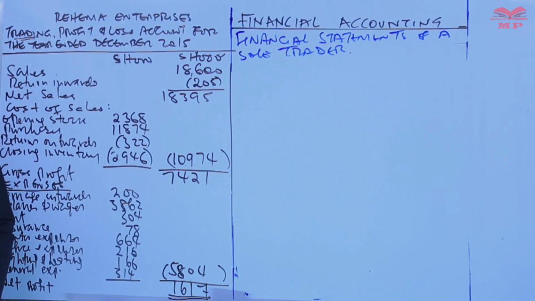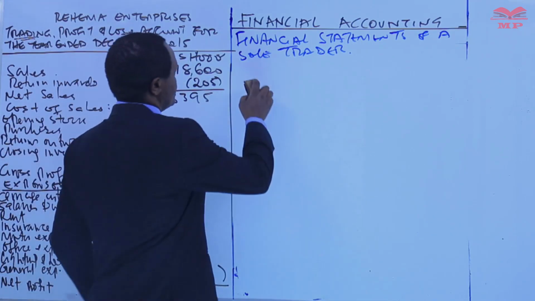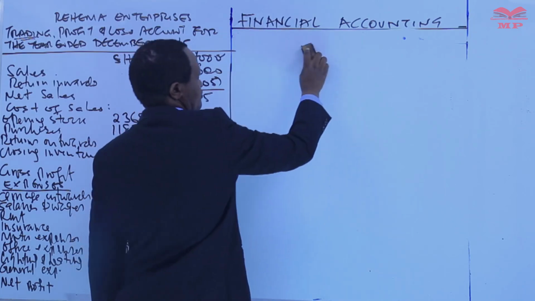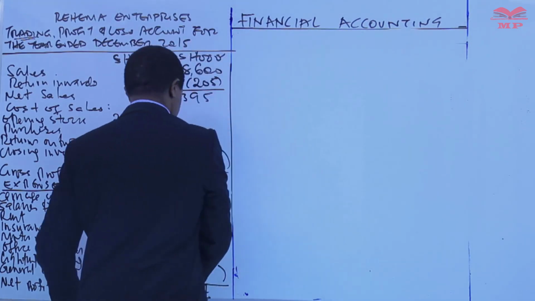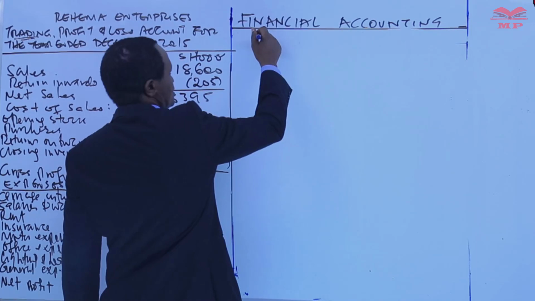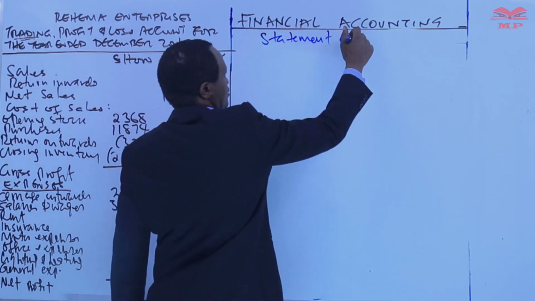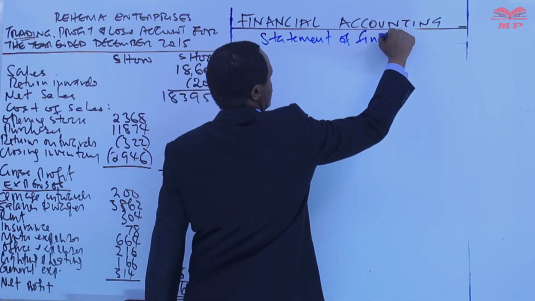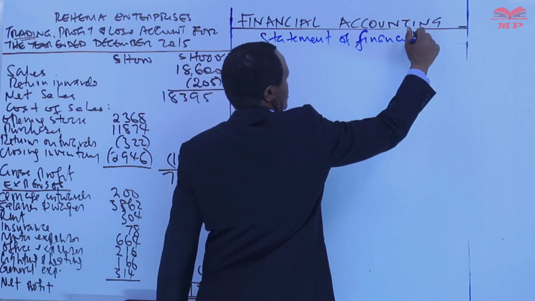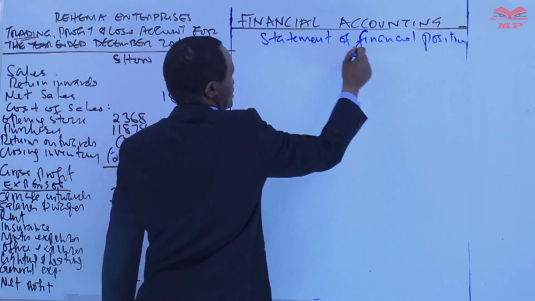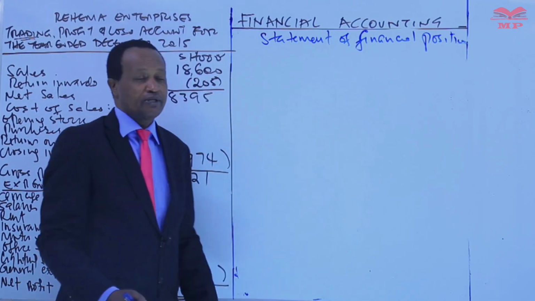The next statement is the statement of financial position. Now, the statement of financial position is also known as the balance sheet.